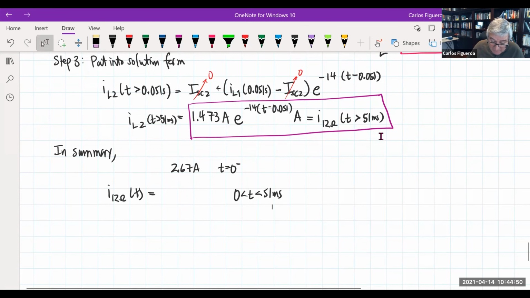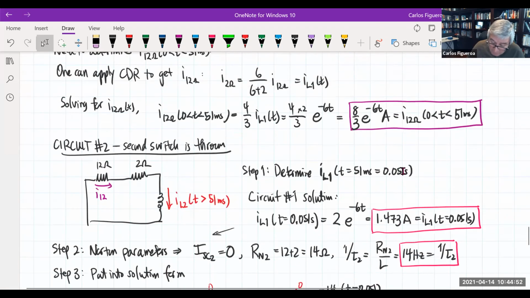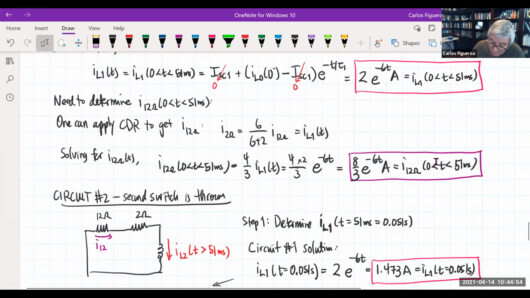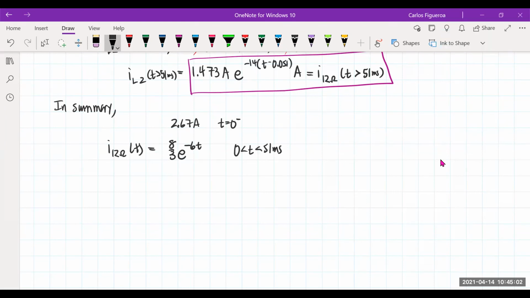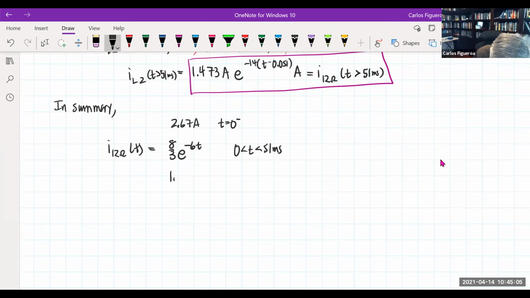So I've got to go back and get that solution. I'm looking for purple, and this is it right here. So it should be 8/3 e to the minus 6t. And then I just have my final touch: the solution, which is 1.47 e to the minus 14 t minus 0.051. And this is going to be for t greater than 51 milliseconds. So then I'm going to go plot this thing.